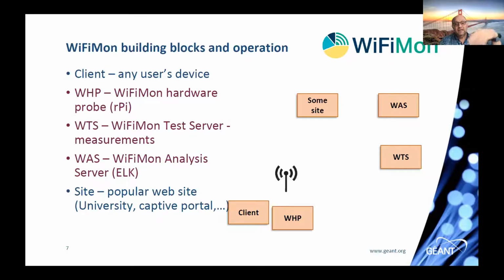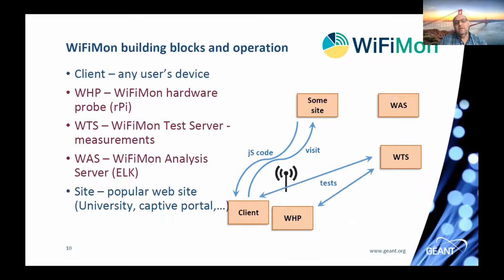And please, next one. This is a short walkthrough of this system. The client visits some site on the campus. Next one. He is downloading the JavaScript that will run the throughput and the latency measurements in the background.